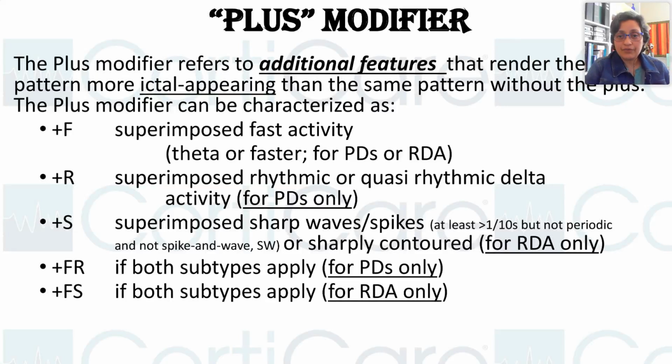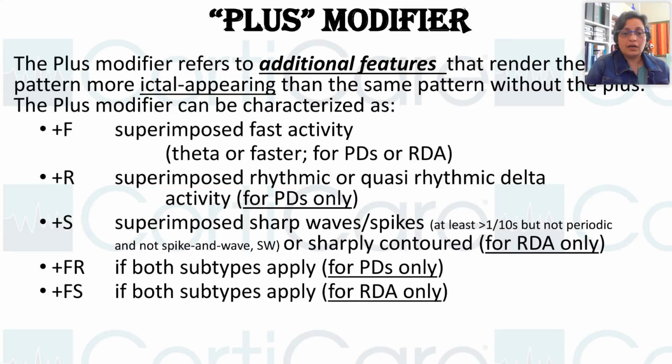That means you have faster activity with your GPDs, LPDs, as well as faster activity with rhythmic delta activity. Then the pattern that goes for periodic discharges is plus R. That means rhythmic delta. Now your GPDs can appear with rhythmic delta. Then you are going to call it GPDs plus R or LPDs plus R.